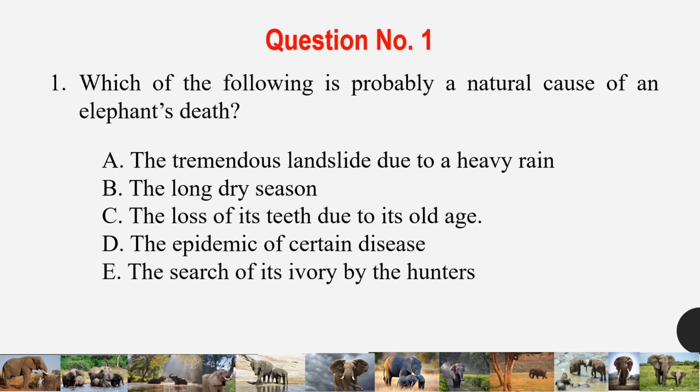Question number 1. Which of the following is probably a natural cause of an elephant's death? A. The tremendous landslide due to a heavy rain. B. The long dry season. C. The loss of its teeth due to its old age. D. The epidemic of certain disease. E. The search of its ivory by the hunters. To answer question number 1 correctly, let's go to paragraph 2.